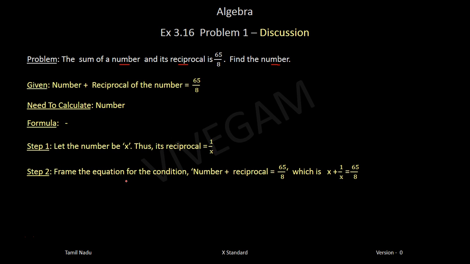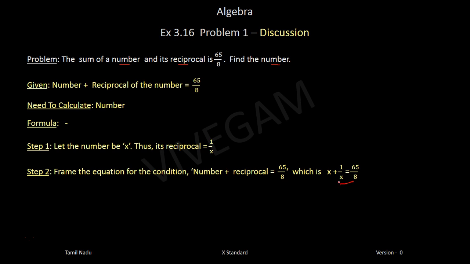Now, frame the equation for the condition. What is the condition they have given? They have given that the number plus the reciprocal of the number equals 65 by 8. So, what's the number? x. What's the reciprocal? 1 by x. The sum of these two is 65 by 8. So, this is x plus 1 by x equal to 65 by 8. This is the condition in the form of an equation now.